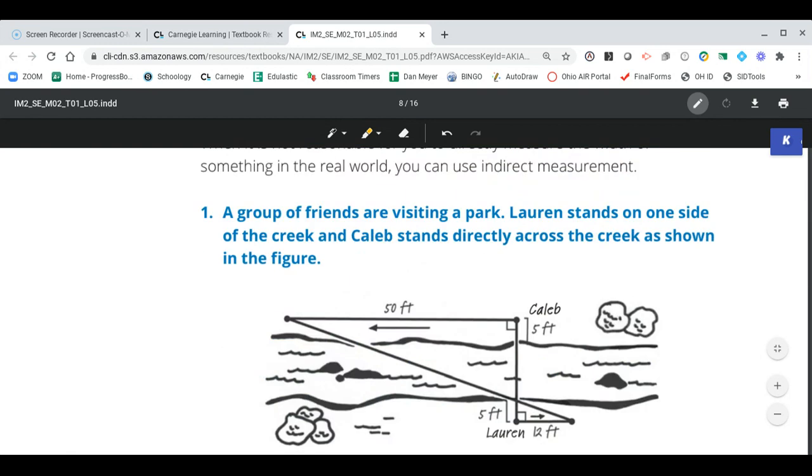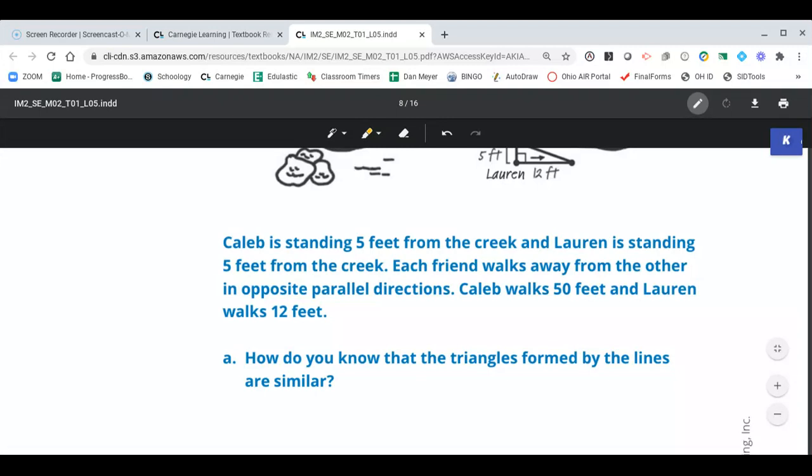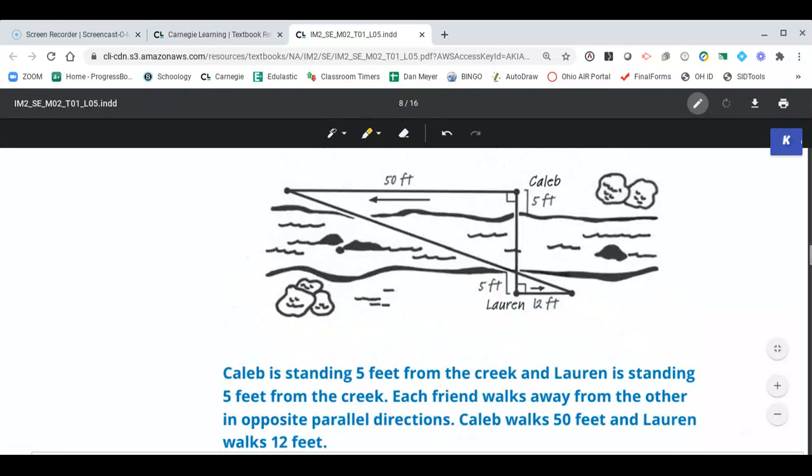of the creek and Caleb stands directly across the creek, as shown in the figure. Caleb's standing 5 feet from the creek, and Lauren is standing 5 feet from the creek. Each friend walks away from the other in opposite parallel directions. Caleb walks 50 feet, and Lauren walks 12 feet.